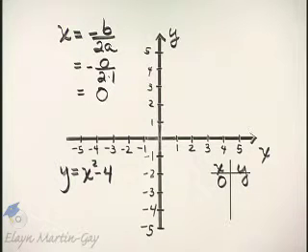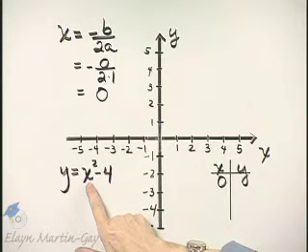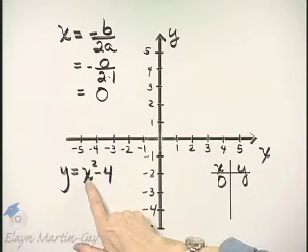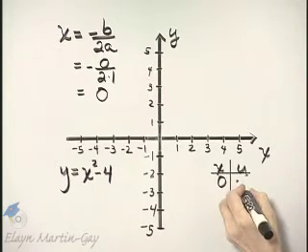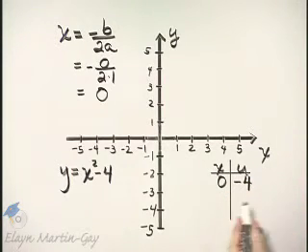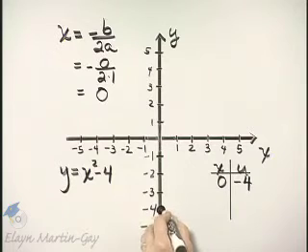How do we find the corresponding y value? We let x be 0. 0 squared is 0 minus 4, so I'll have then minus 4. 0, negative 4, keep in mind, that is the vertex.